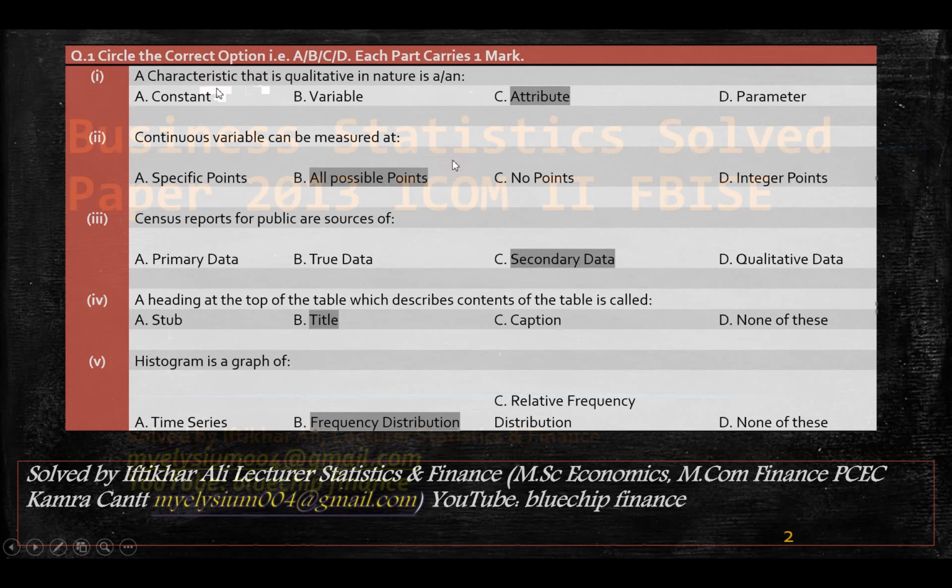First question, as usual, about MCQs. First MCQ: a characteristic that is qualitative in nature is a or an. Correct option is C, attribute. Continuous variable can be measured at all possible points. Census reports for public are sources of: correct option is secondary data. A heading at the top of the table which describes contents of the table is called title.